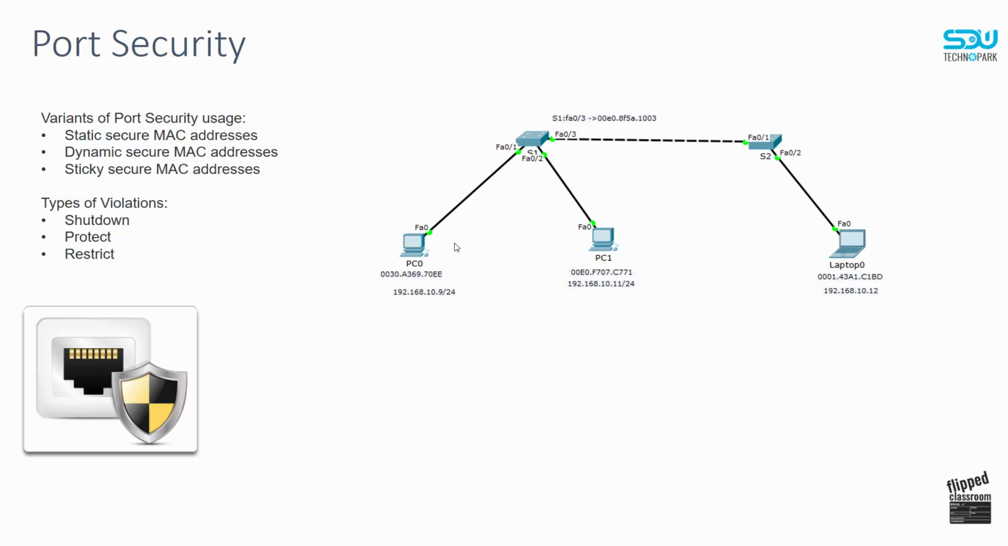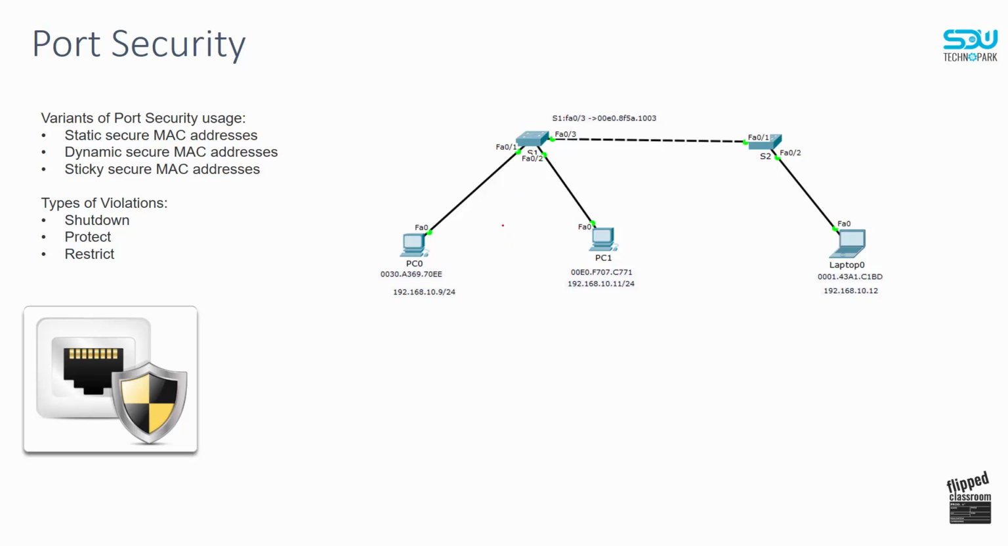And it's time to show you how to configure port security and what port security is. We have three variants of port security usage: static secure MAC address, dynamic secure MAC addresses, and sticky secure MAC addresses. The idea of port security is that you want to filter on the switch port so that it will work with only predefined MAC addresses.